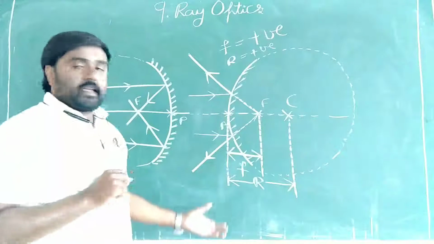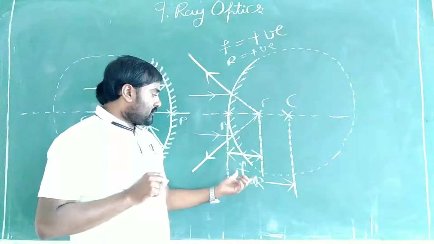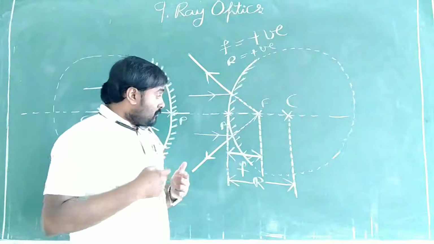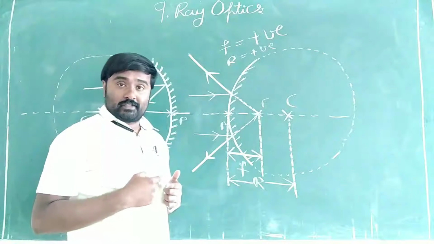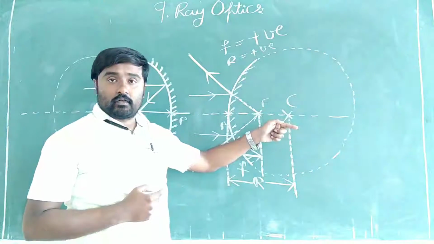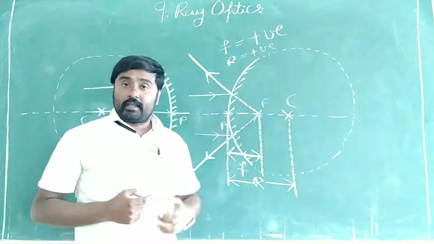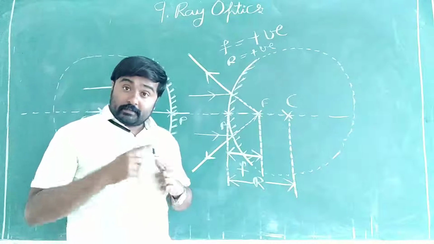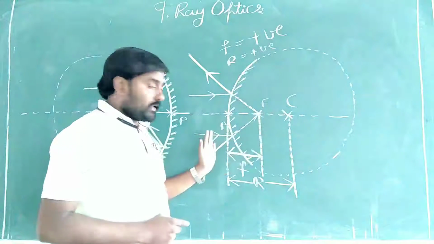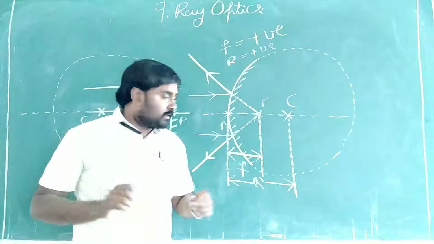So in this case the focal length is positive, and the radius of curvature is also positive, because both distances are measured in the direction of incident light, that is from left to right. Left to right distances are positive, right?